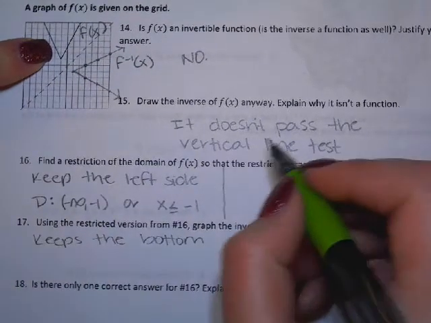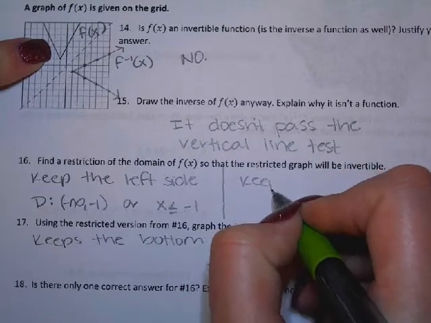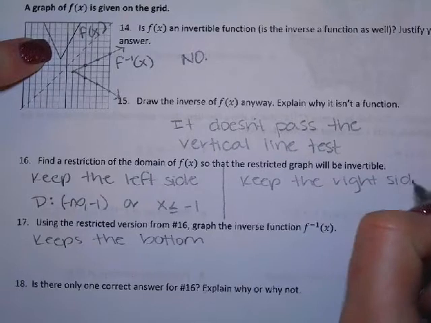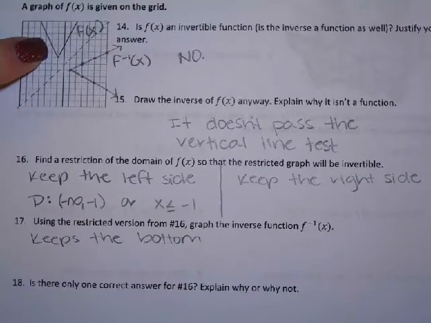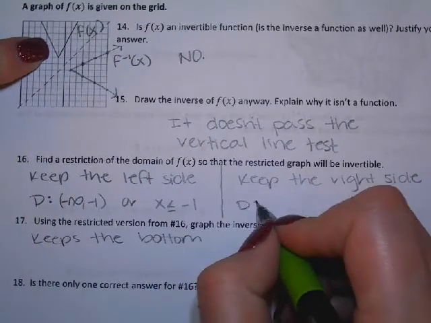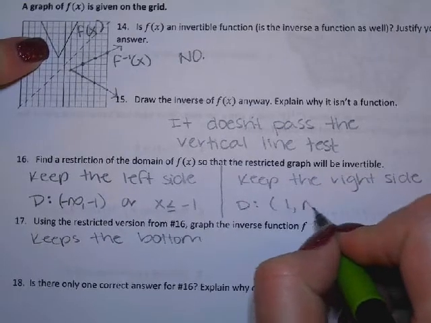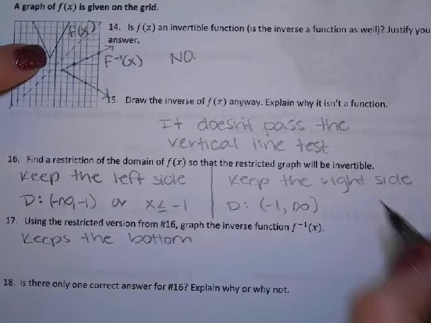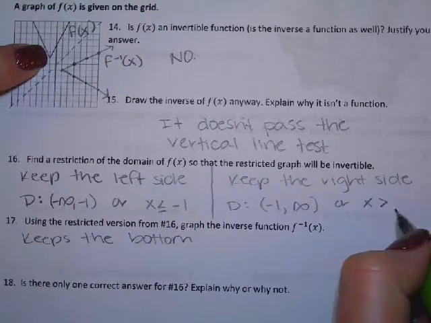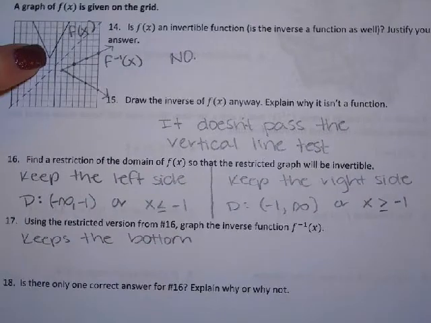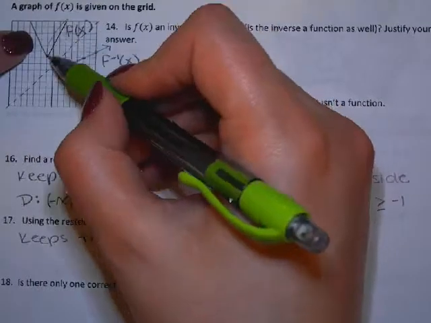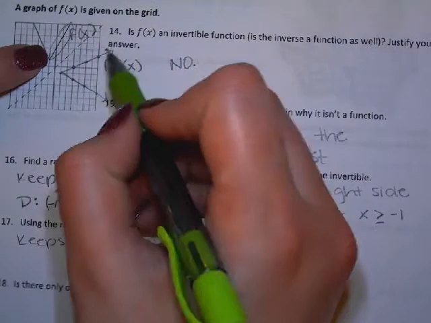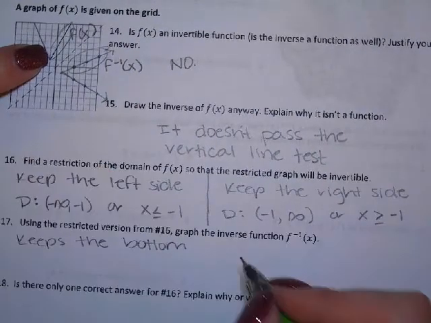Okay, what if we decided to keep the right side instead? Then the domain would be -1 to infinity, or if you wrote it as an inequality, you could say x is greater than or equal to -1. And then, if we're keeping the right side, what part does that keep of the inverse? The top. So when you fold it over, it's right there. So that would keep the top.